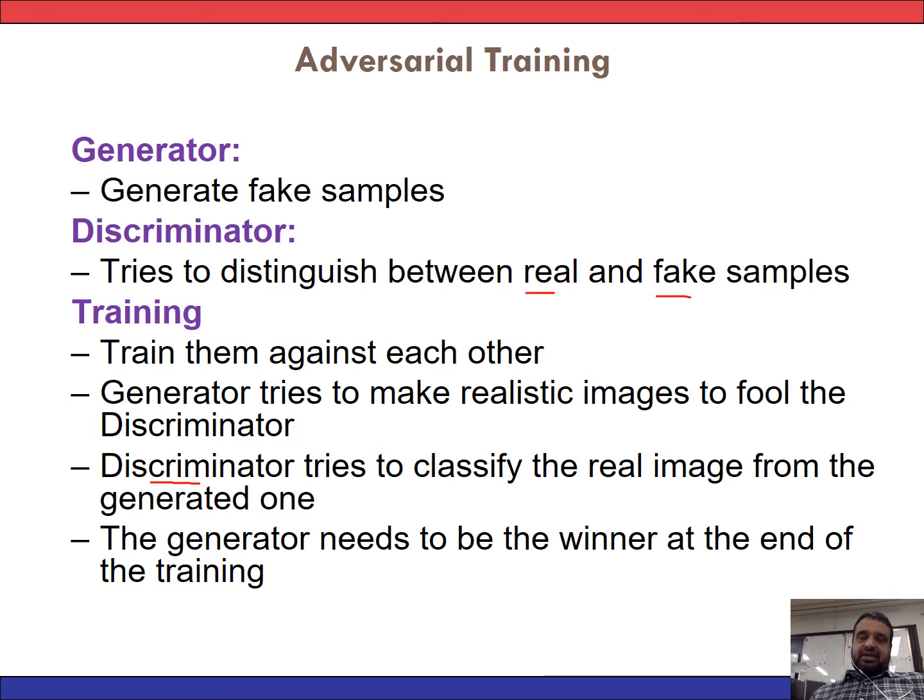When we are training them against each other, at the end, the generator generates images which are very realistic, and the discriminator has difficulty classifying them into real or fake, because the real ground truth images are the same as the generated images. In that case the discriminator cannot classify those images, and we can say that the generator is the winner. Once the generator is the winner, it will generate more realistic images.